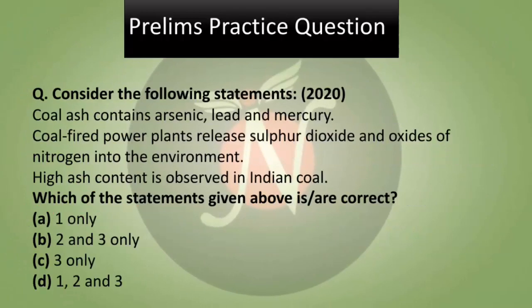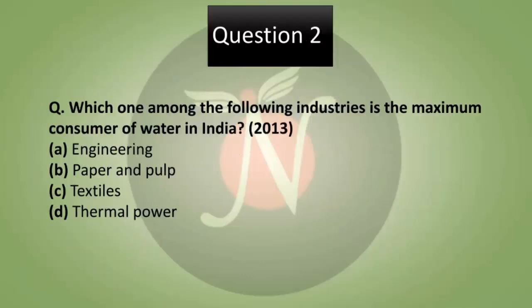Now we will come to our today's prelims practice question. This question came in the year 2020 itself. Coal ash contains arsenic, lead and mercury. Coal-fired power plants release sulfur dioxide and oxides of nitrogen into the environment. High ash content is observed in the Indian coal. Which of the following statements is correct? Pause the video, try to answer. So basically answer is D.